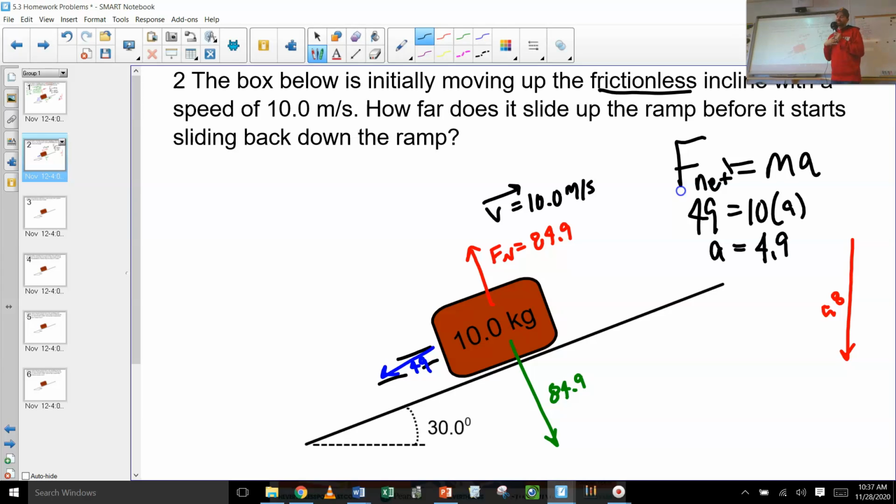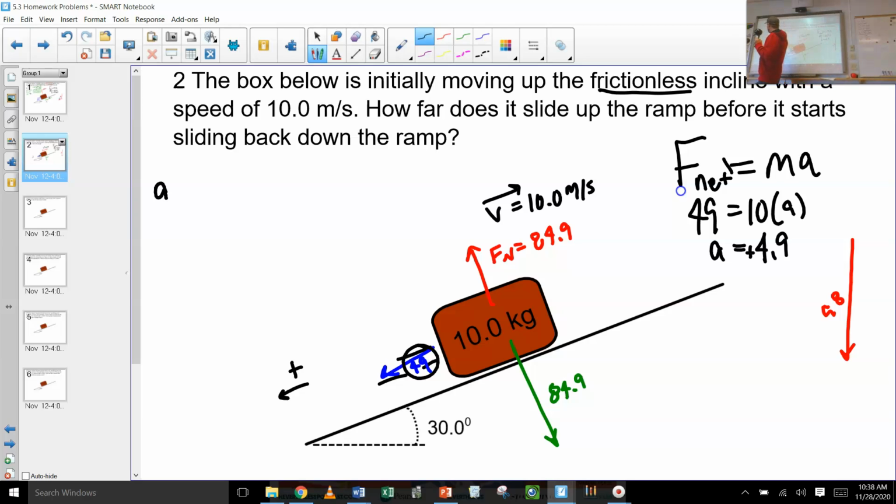And I kind of skipped a little bit of steps last time. One of the first things I should do is denote which direction I want to be positive. Do I want up the hill to be positive, or down the hill to be positive? I'm going to make down the hill the positive direction, just because that makes this a positive 49. So my acceleration is still positive 4.9.